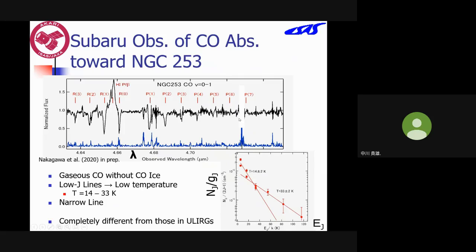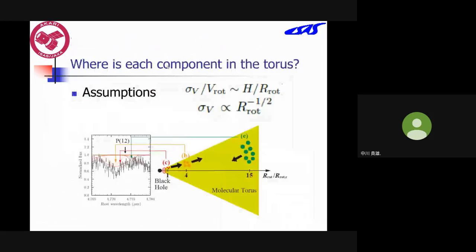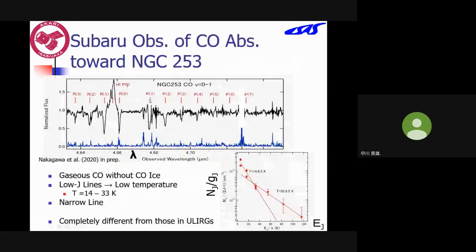For example, this is a similar observation toward the NGC 253 starburst galaxy, and you can see pretty quickly that the absorption disappears at the very high J. You can only see it at very low J, which means the temperature is really low, something like 30 Kelvin, which is consistent with the ordinary interstellar medium being seen in absorption.